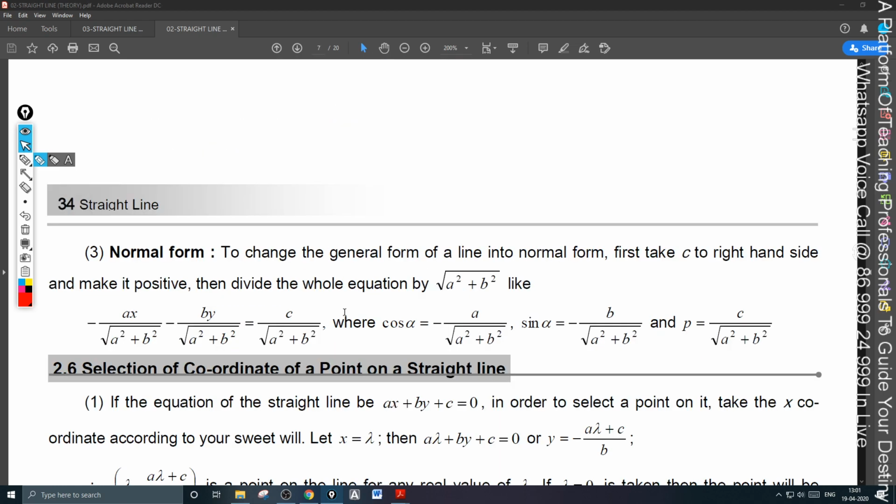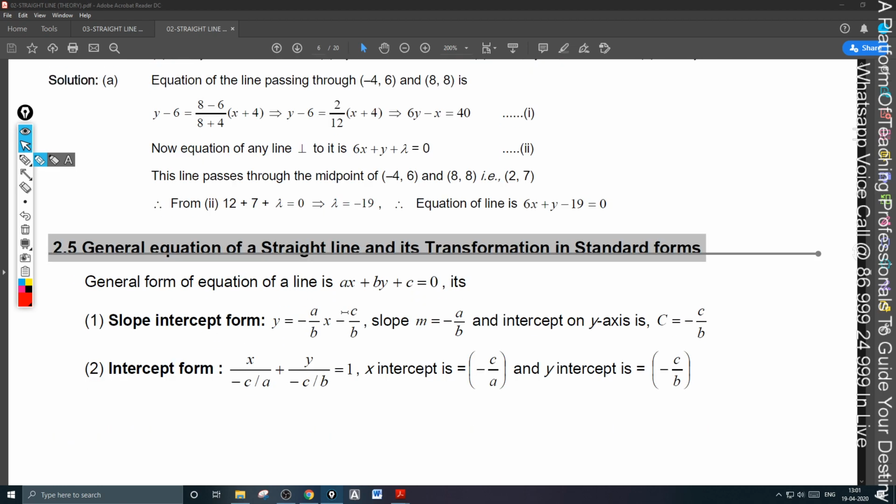Next concept is conversion of the general equation of the straight line to its other standard forms. That is, y is equal to mx plus c, and the intercept form x by a plus y by b is equal to 1, and all these are the different forms.